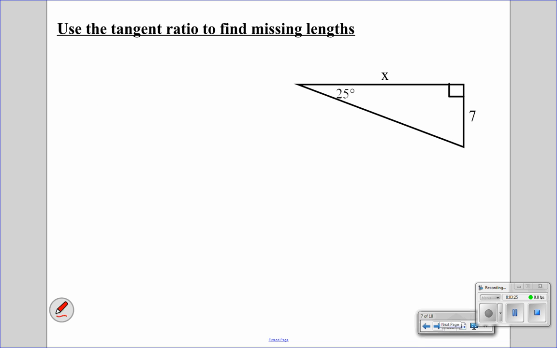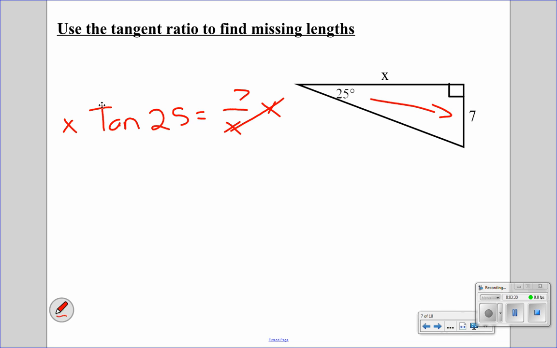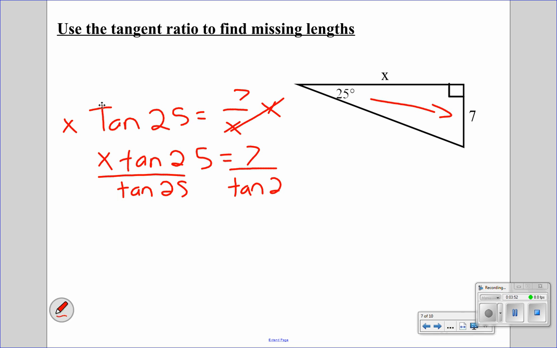In this problem, the tangent of 25 equals our opposite, which is 7, over our adjacent, which is x. To solve for x, we need to multiply both sides by x, and then divide by the tangent of 25. So we want to get x by itself. Seven divided by the tangent of 25 is roughly 15.